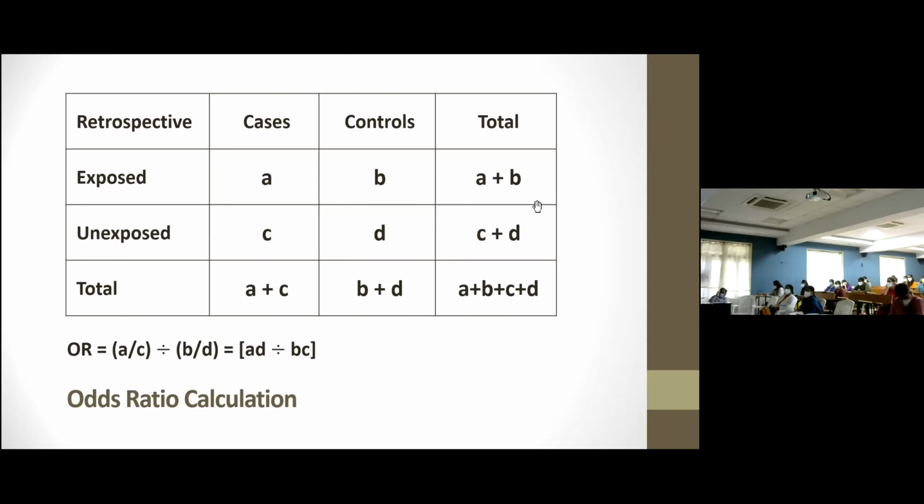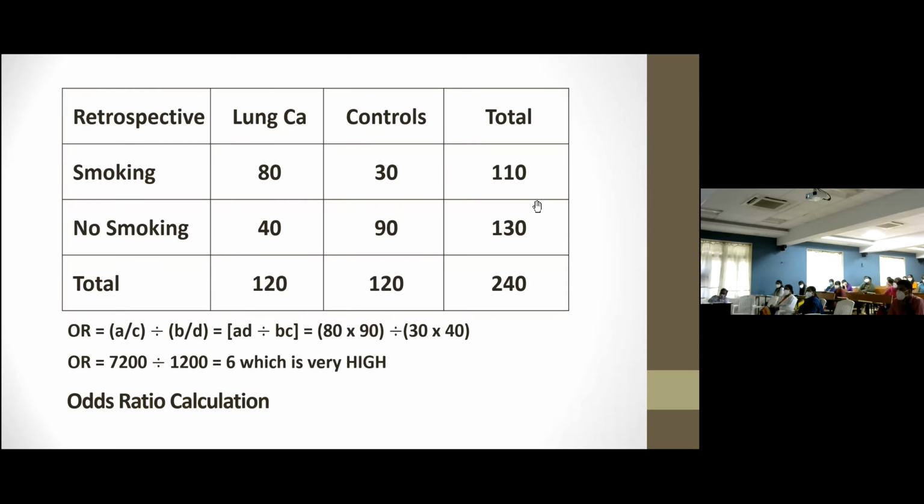How many of them had diabetes? That is B. And D is how many of the people who are not having fatty liver, but also do not have diabetes. That is D. And the totals will be A plus C here, B plus D, like that. Odds ratio calculation, OR is equal to A by C divided by B by D, or cross multiplying, AD by BC. When I give you the example, you will be able to understand.